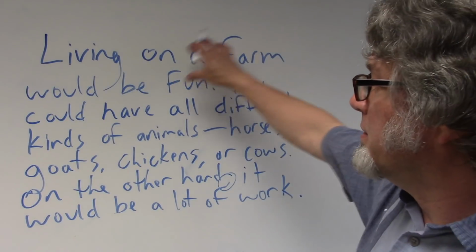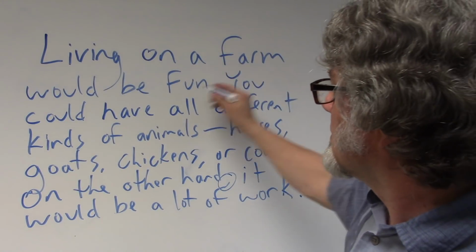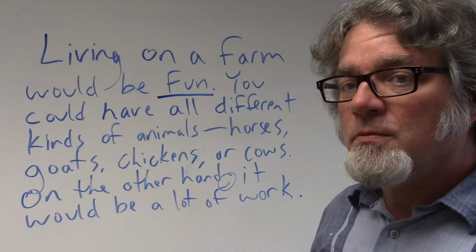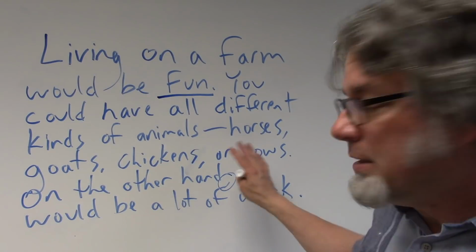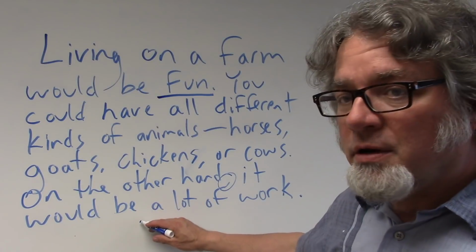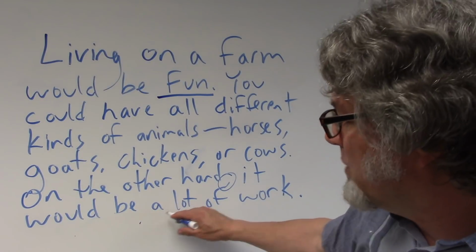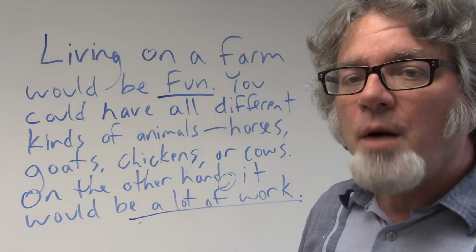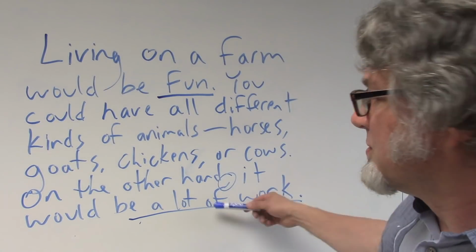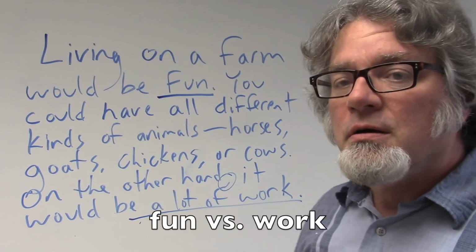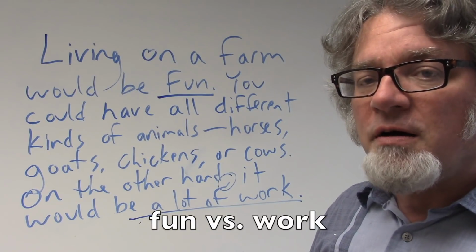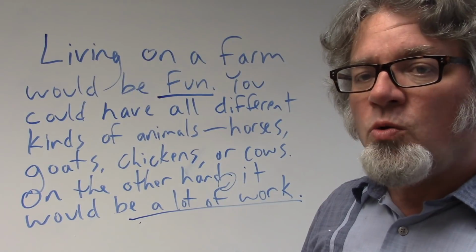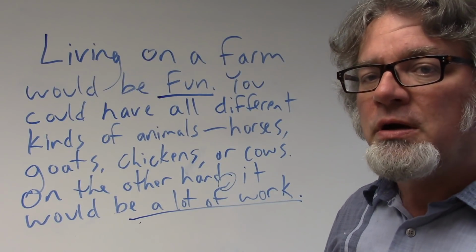So in this first sentence, there's this idea that living on a farm would be fun, but in this sentence, there's the recognition that it would be a lot of work. So a person who says something like this is considering both sides of a situation. What's potentially good or potentially bad or negative.